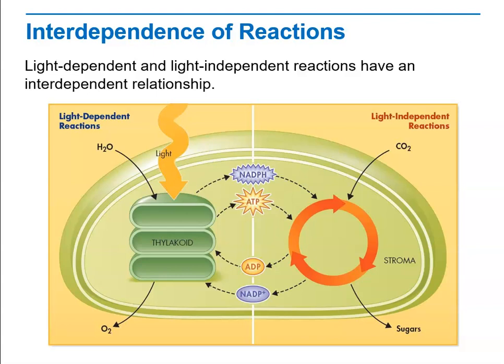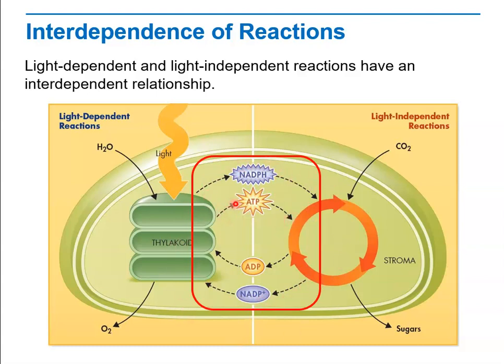What compounds are recycled then between these reactions? Well, look at the diagram. We have NADPH, which is formed from NADP plus in the light-dependent reactions, and then in the light-independent reactions, it turns back into NADP plus. And then again, we add that hydrogen ion and high-energy electrons back to it. It becomes NADPH and carries that energy back to the light-independent reaction. So we have a cycle here, a cycle between NADPH and NADP plus.